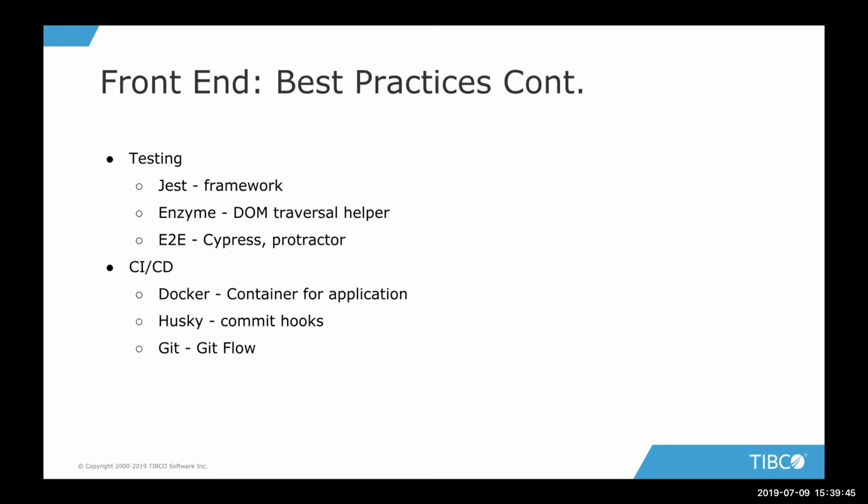Enzyme is kind of like jQuery, so it helps you navigate the DOM and test your application better. And there's also end-to-end tests. Cypress is the big new hot thing right now. Protractor's been around for a while, but that's actually testing users clicking around the page and testing that those interactions work. It's like a robot user, basically. So that's great to have.